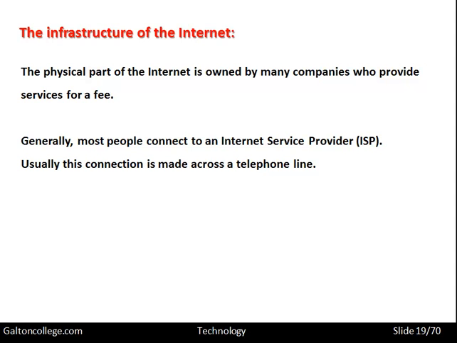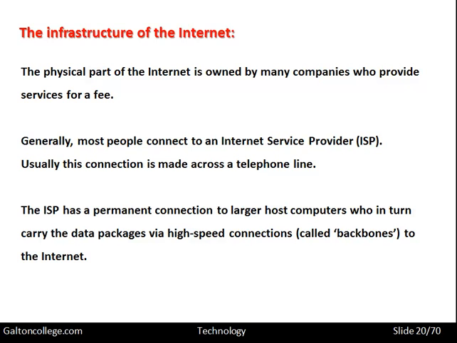But that's how we normally gain access. We subscribe to an internet service provider. The ISP has a permanent connection to larger host computers, who in turn carry the data packages via high-speed connections. This is called the backbone of the internet. The backbone is these very powerful servers who have very fast connections between them.